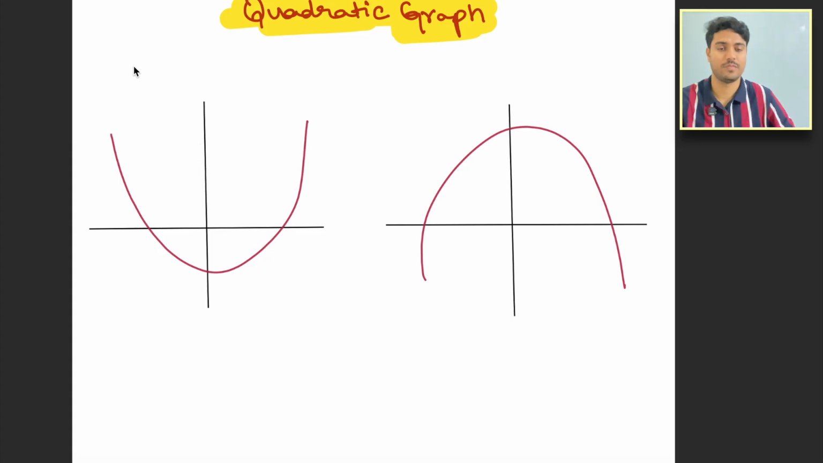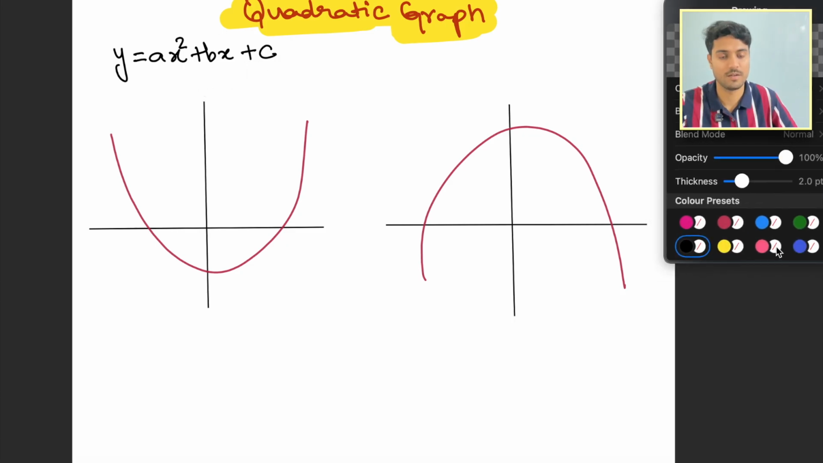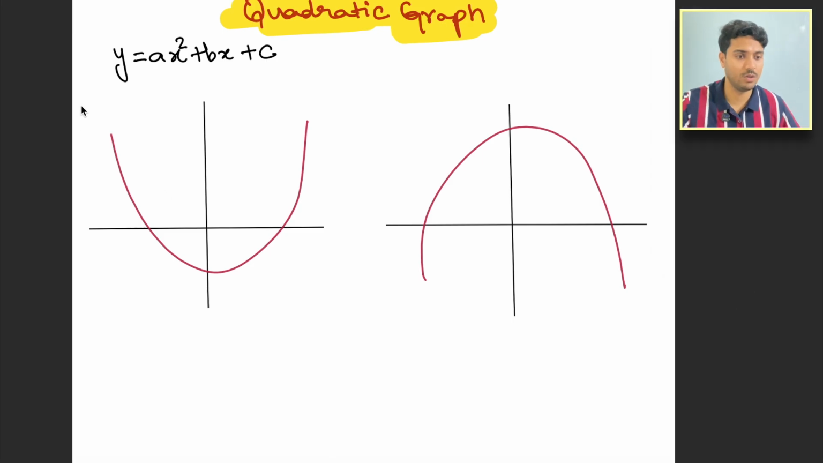Starting from the general form of a quadratic equation. The general form of a quadratic equation is y equals ax squared plus bx plus c. Now, when the value of a is greater than 0, or positive, we'll get an upper parabola. When the value of a is less than 0, or negative, we'll get a lower parabola.